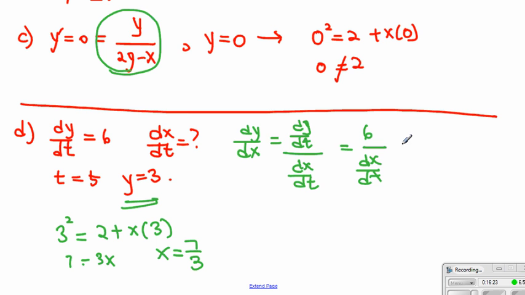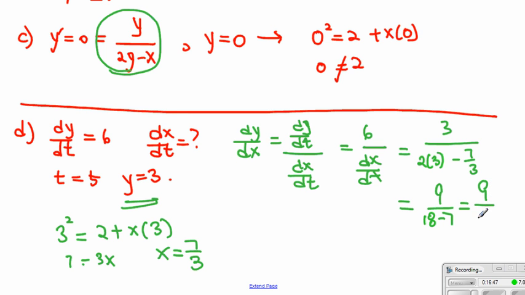So then we end up getting 3 over 2 times 3, and then minus 7 over 3. If you multiply top and bottom by 3, we get 9 over 18 minus 7, which ends up being 9 over 11. Now, that must be equal to this one.